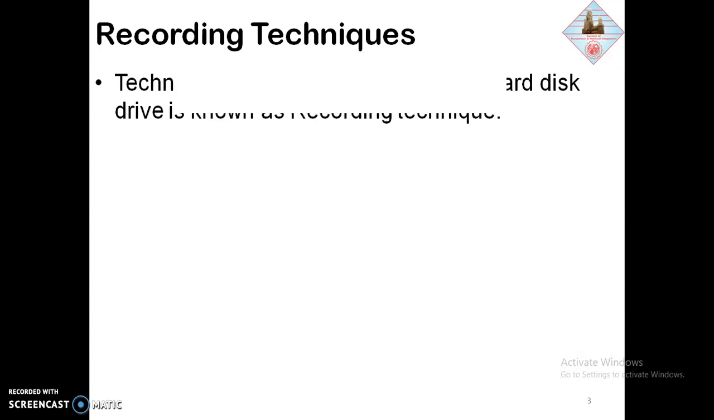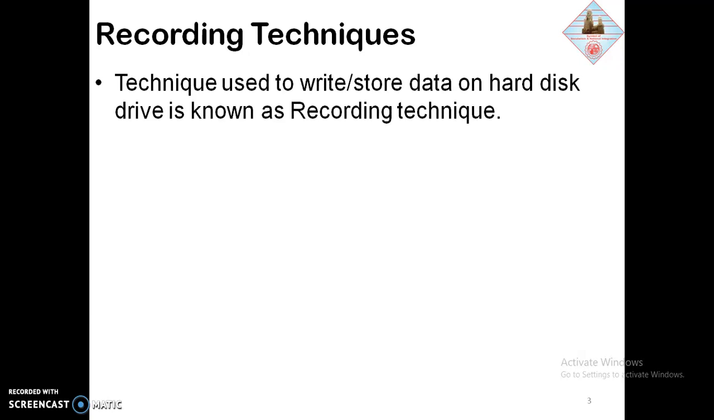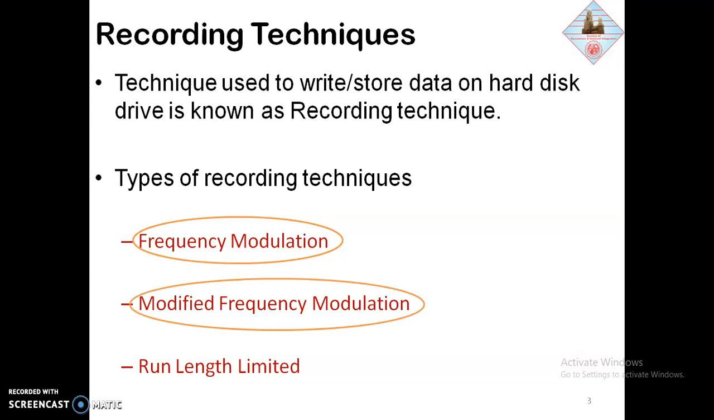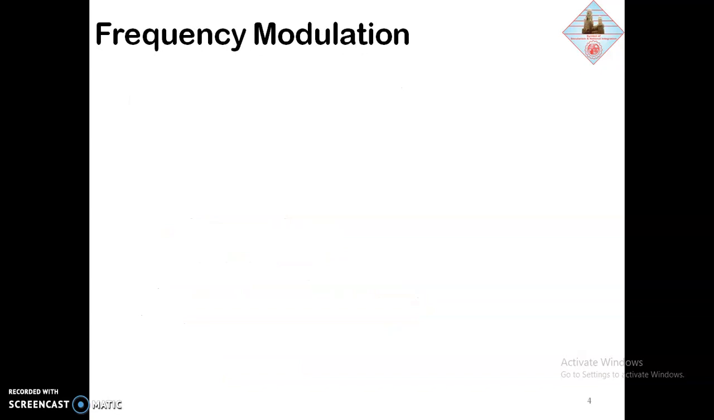Techniques or methods used to write or store data on a hard disk drive are known as recording techniques. Now there are various types of techniques such as frequency modulation, modified frequency modulation, and run length limited. For today's session, we will be discussing frequency modulation and modified frequency modulation. Let us start with the frequency modulation technique.